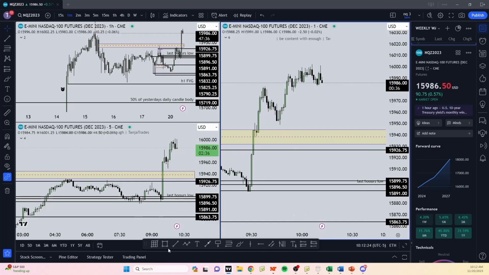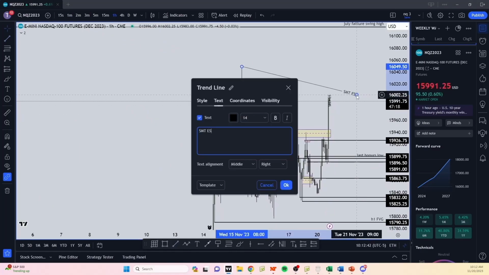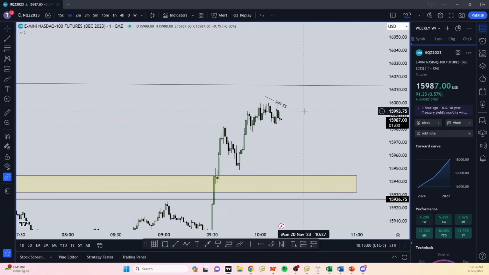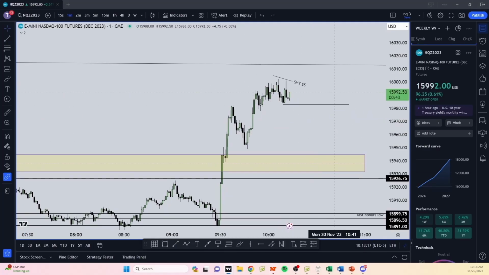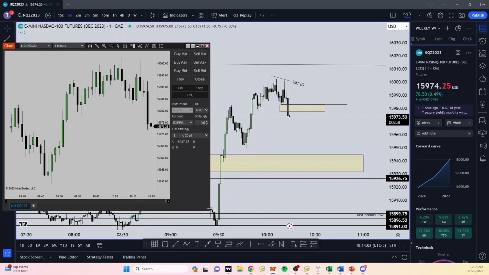So here I'm noting that NQ on the hourly and on the 1 minute chart has an SMT with ES. I'm looking whether it's going to close below that short-term low that we just had. Here it is, it's closing below with a displacement, so I'm interested in going short.